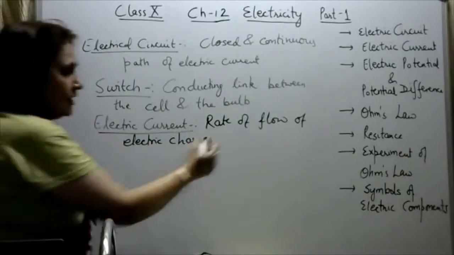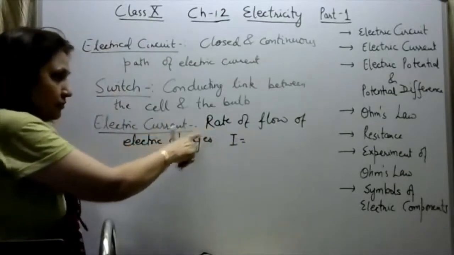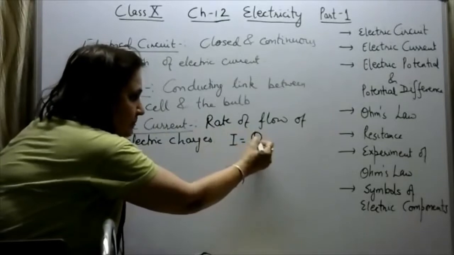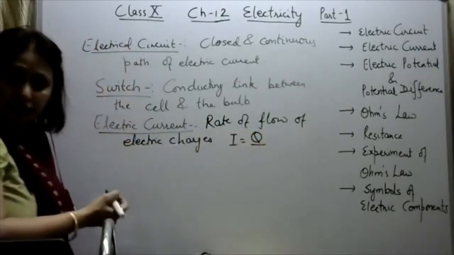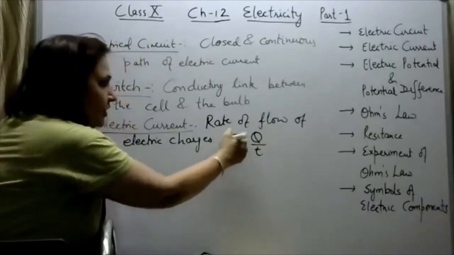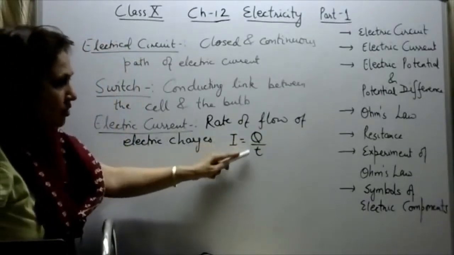It is denoted by the symbol I, which is equal to, according to the definition, charge flown per unit time. The symbol for charge is capital Q, or you can represent it by small q. So the current is given by I is equal to Q upon T.